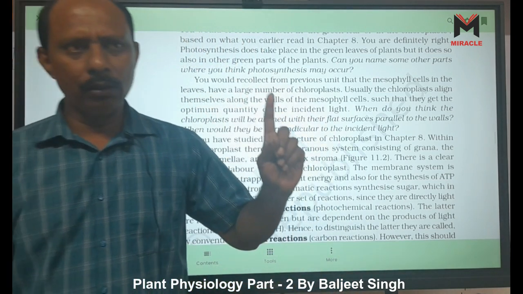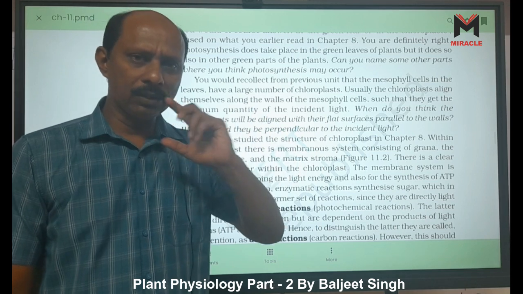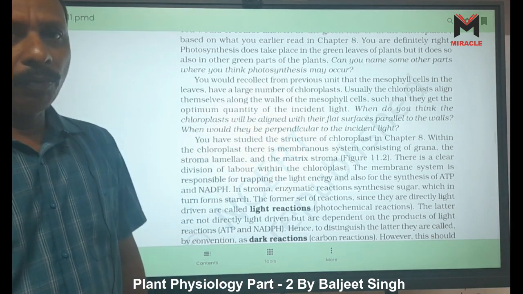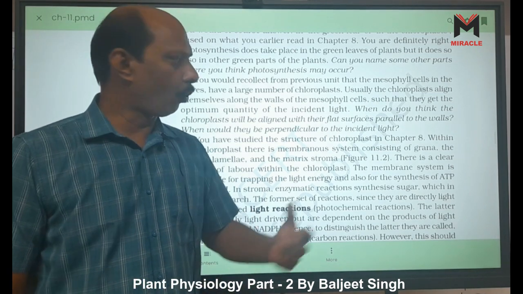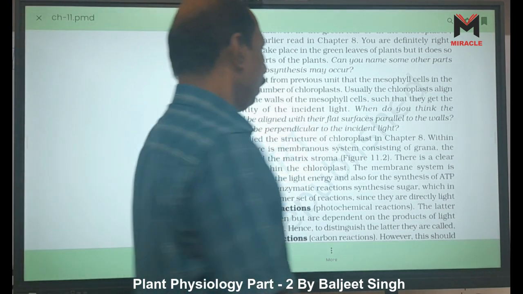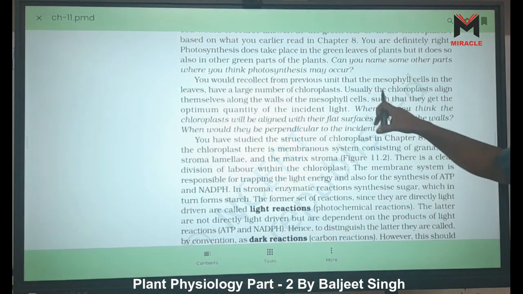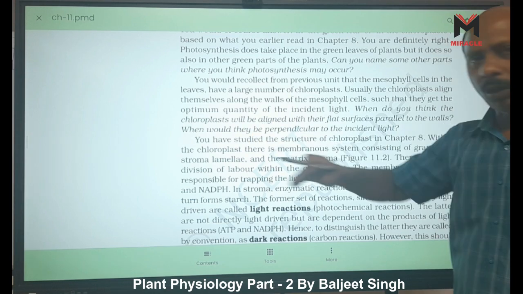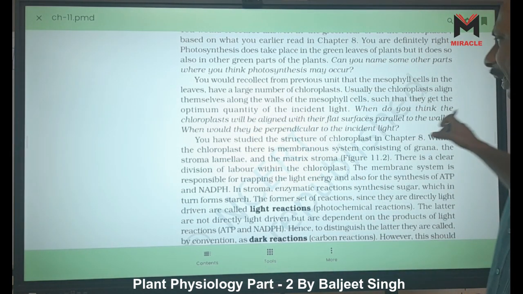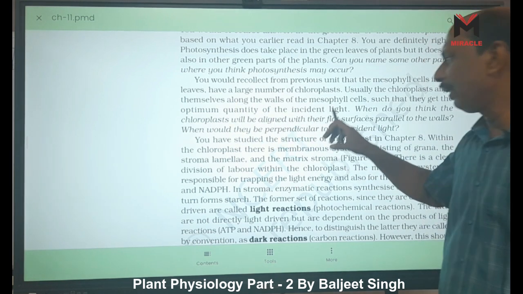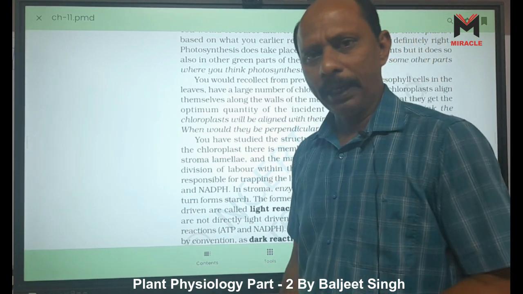When I told you about plant tissue, I told you mesophyll cells are also called chlorenchyma. This is a parenchyma. They are parenchymatous cells. Why are they called chlorenchyma? Because they have chloroplast, right? So usually the chloroplasts align themselves along the wall of the mesophyll cells. They are located near the wall of the mesophyll cell such that they get the optimum quality of the incident light, right? So that they can get the optimum intensity of light.